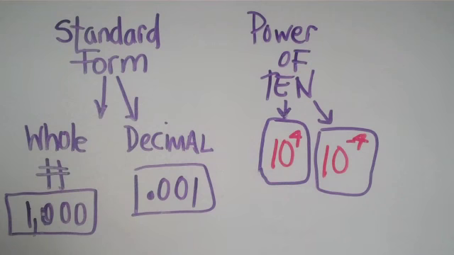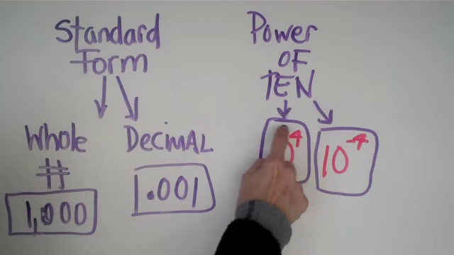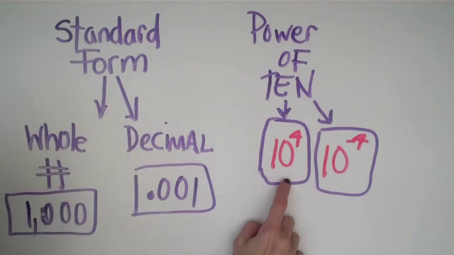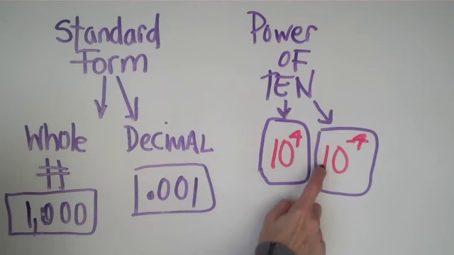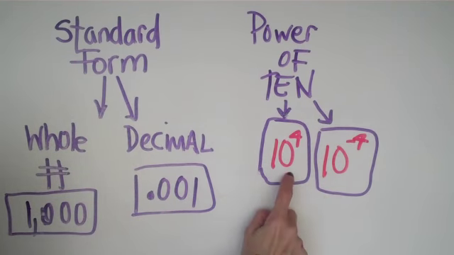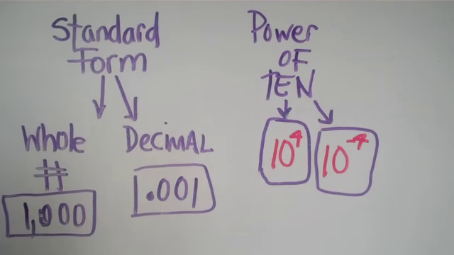And just to refresh your memory, standard form can be either a whole number or a decimal. A whole number, for example, like 1,000, or a decimal like thousandths, so 0.001. It could be either one of these types of numbers. Power of 10, if you remember, had the base of 10 with an exponent. Together they were a power. And the power of 10 could be either 10 to the fourth power or 10 to the negative fourth power. So you might see a power of 10 with a positive exponent or a negative one.